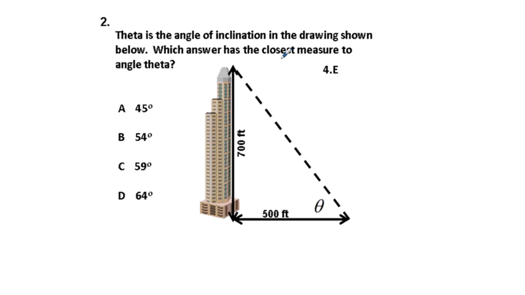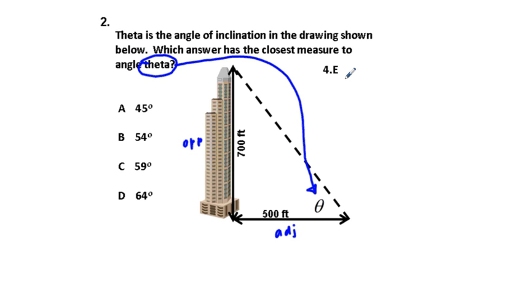Theta is the angle of inclination in the drawing shown below. Which angle has the closest measured angle theta? And basic understanding is your theta is going to be this symbol right here. So you're talking about this angle between the ground level and line of sight up toward the top of the building. So basically, what you have for this triangle outlined here is your 700 feet high of the building is going to be your opposite side of our triangle, and this 500 feet below is going to be your adjacent side.